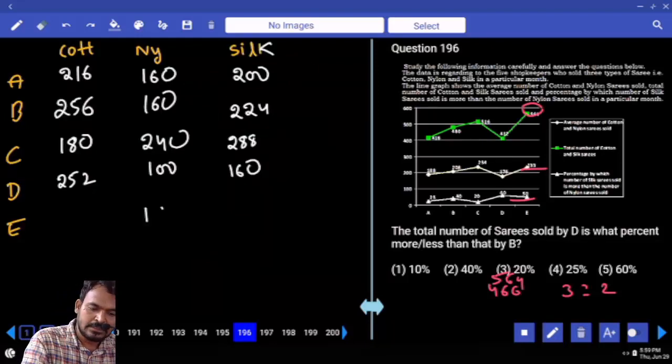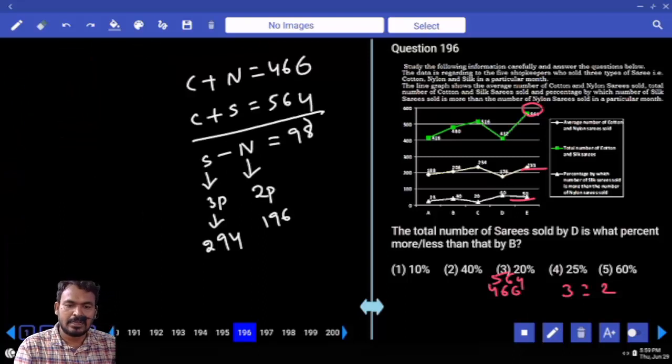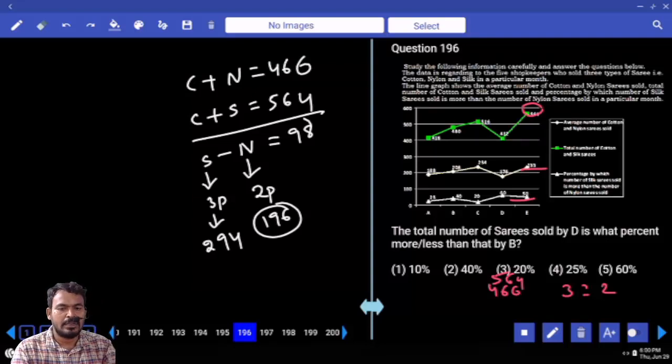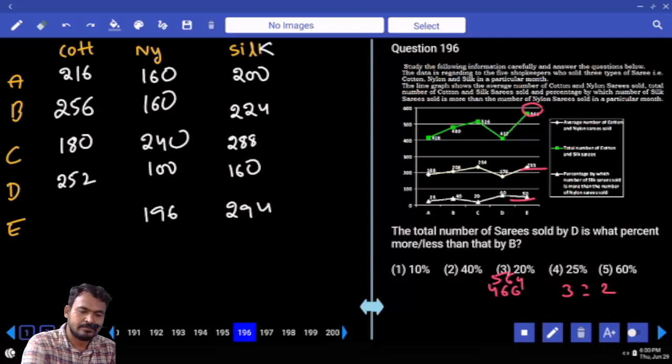Nylon is 196. Silk value 294. And already we know cotton plus nylon is 466. In that, subtracting 196, the remaining is 270.